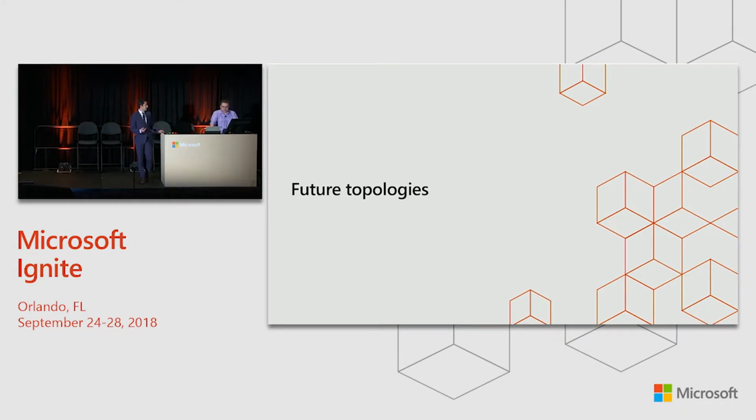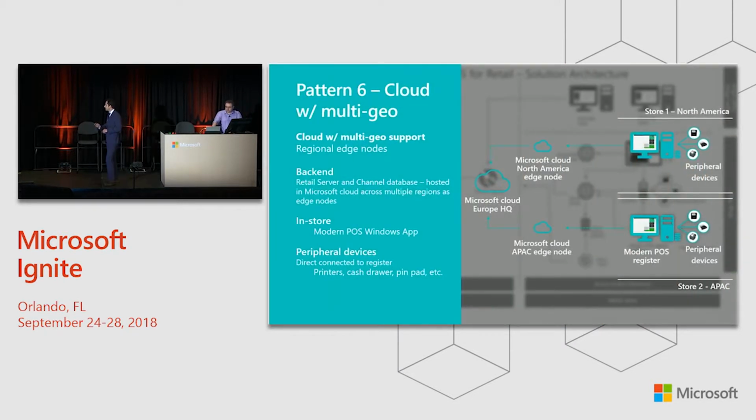So that's one of the things we focus on: backwards compatibility and how we allow customers to migrate and upgrade to future versions with as little friction as possible. Which kind of gets into a few new future topologies that we're going to talk about shortly. The first topology that we're going to talk about is cloud with multi-geo.